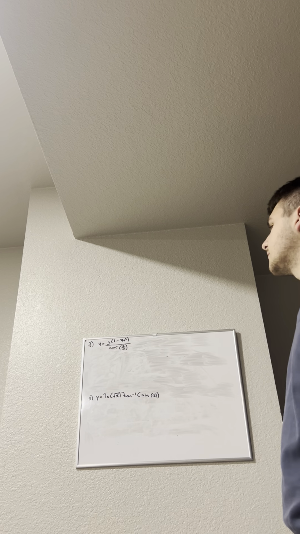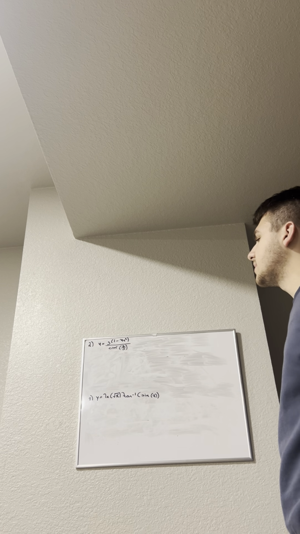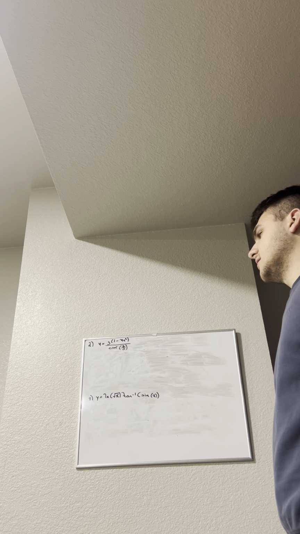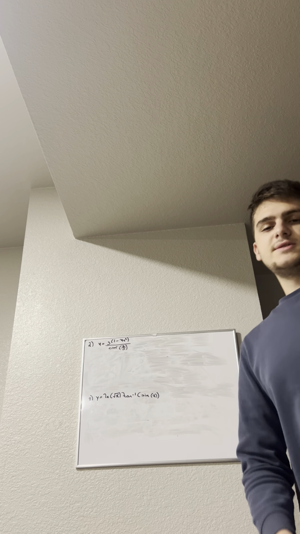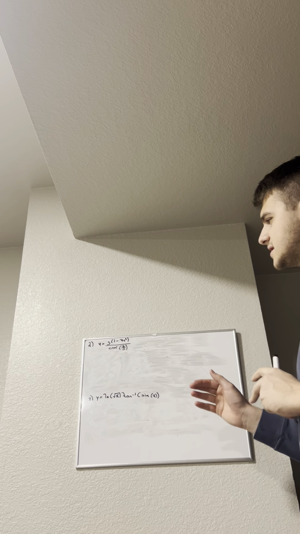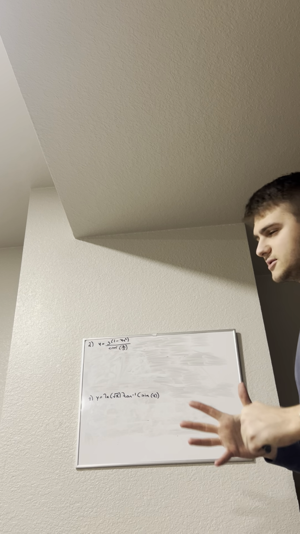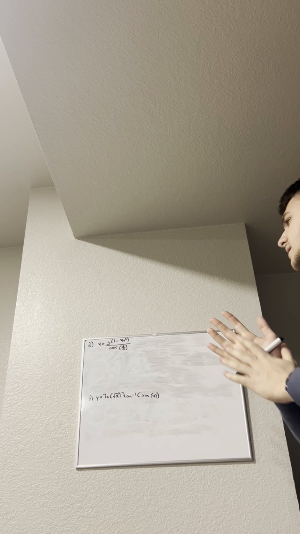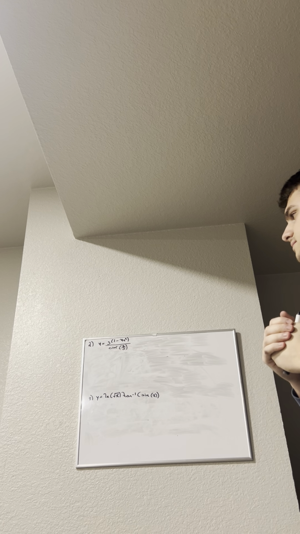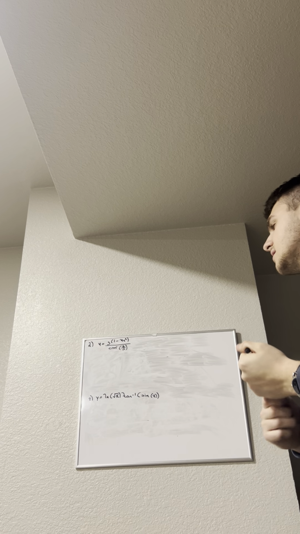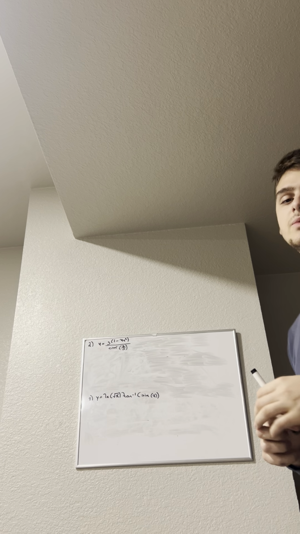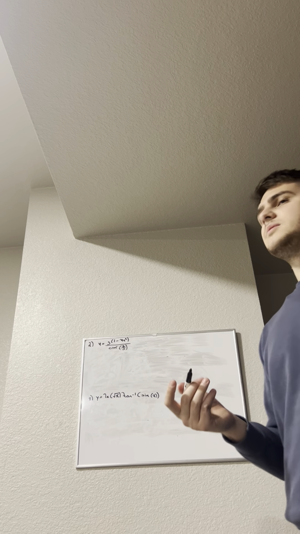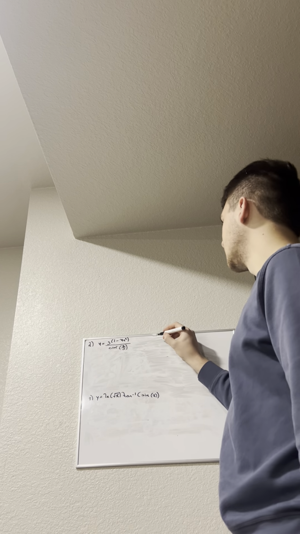Part D, we have y equals 3 to the power 1 minus 4x squared over cosecant of x over 3. First of all, when you have these types of problems, what I like to do is look at them as a whole first in order to determine what kind of derivative we have to find. In this case, we have to use the quotient rule.